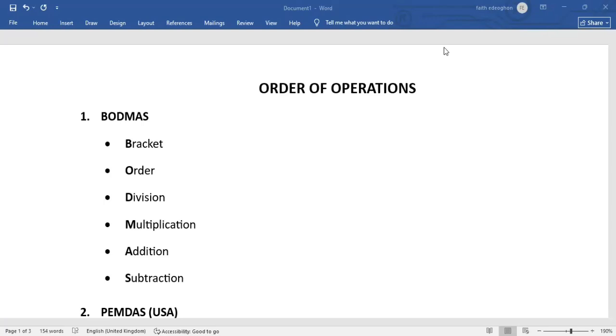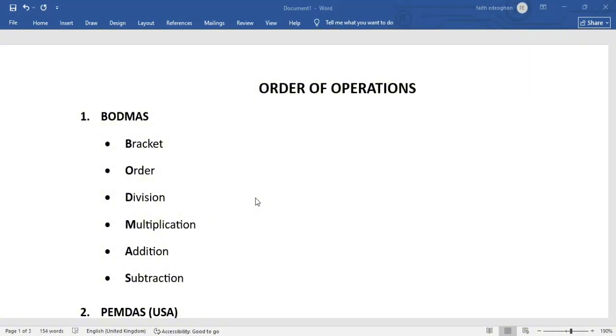BODMAS simply means bracket, order, division, multiplication, addition, and subtraction. When we were younger and learned BODMAS, we usually called it bracket of division. I don't know who taught us that. I can't really remember if it was our teachers in school that told us that the O stands for off, but it's a very wrong teaching. The O stands for order.